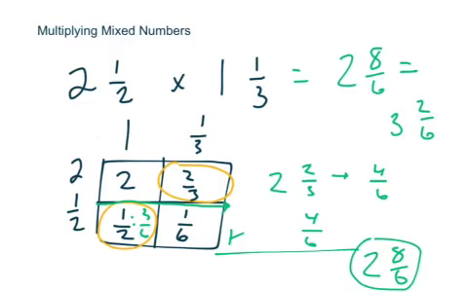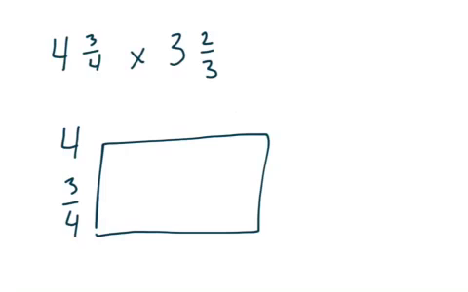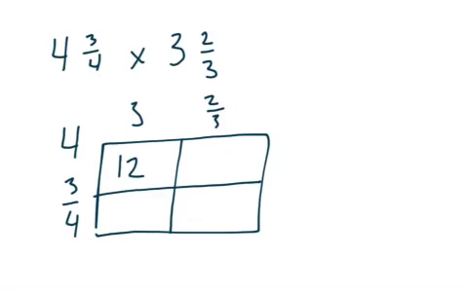Let's look at one more example. 4 3/4 times 3 2/3. We're going to use area model. So we have 4 3/4, and we're going to multiply that by 3 2/3. Make sure we hit all the pieces. So 4 times 3 is 12. 4 times 2/3 is 8/3. 3 times 3/4, which would be 3/4 plus 3/4 plus 3/4, which is 9/4.